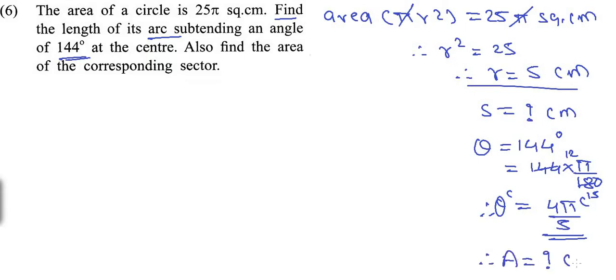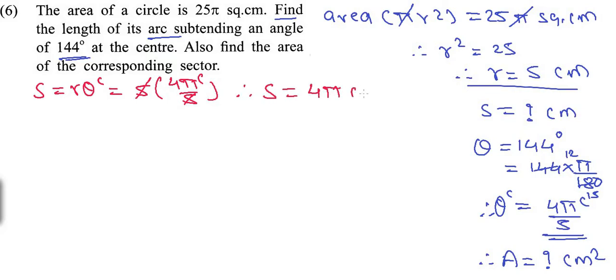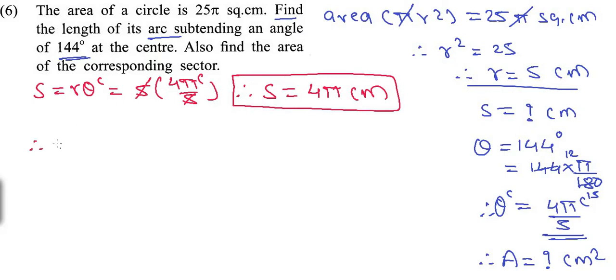Area equal to how many centimeter square? Let us first find the length of arc. So length of arc S is equal to R into theta in radians, that is equal to R 5 into theta in radians. Theta is 4 pi by 5 in radians. This 5 got cancelled, and so finally we get S is equal to 4 pi centimeters. The length of arc is 4 pi centimeters. If you want to solve it further, you can put the value of pi 3.14 and simplify it. Now let us find the area of the sector.